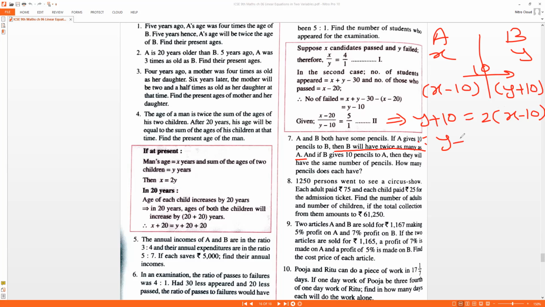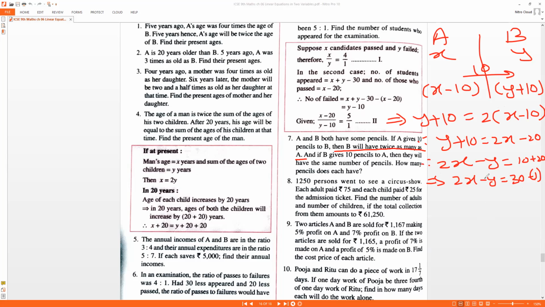When you solve it, you get Y plus 10 is equal to 2X minus 20. I'll bring everything to the right, so 2X minus Y is equal to 10 plus 20. So in fact, you get 2X minus Y is equal to 30. This is your equation 1. Don't write anything. Let me explain and then we will write.